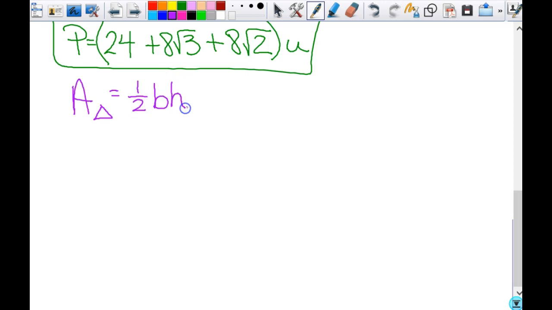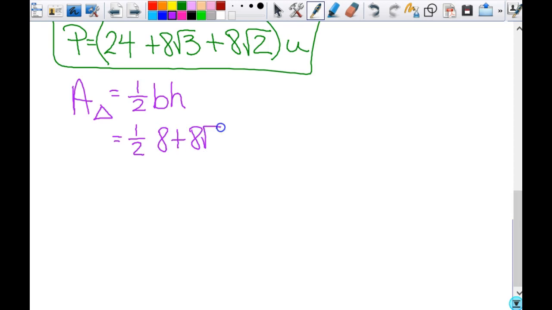I know base times height over 2 was used a lot with you, right? Do you really want to take all these square roots and this addition stuff and put it in the top of a fraction? No, because then you're going to start making up your own math to try and simplify it because you're not going to know what to do with it. It just doesn't need to make your life any more complicated. This actually will make everything a lot easier for you. So then we just substitute in what we have. We have 1/2. We know that the base length is 8 plus 8 square root of 3.